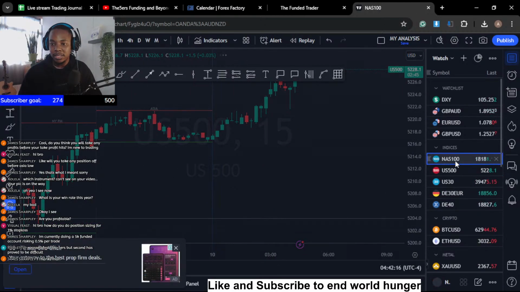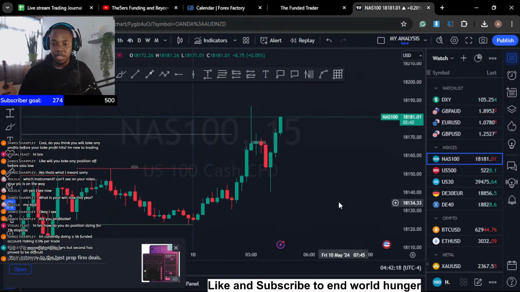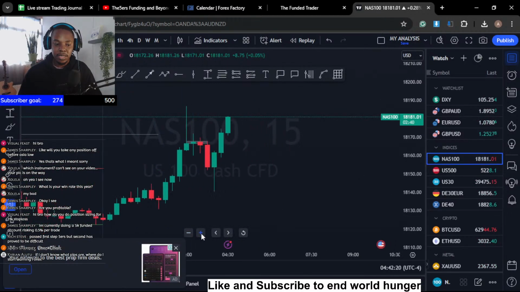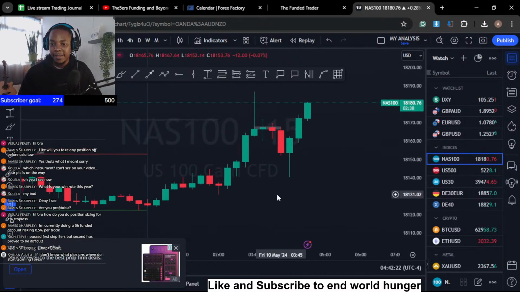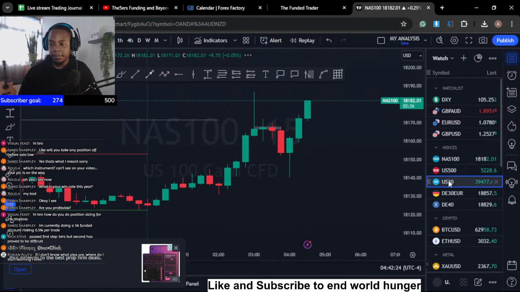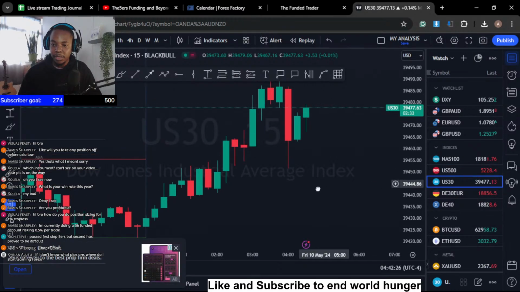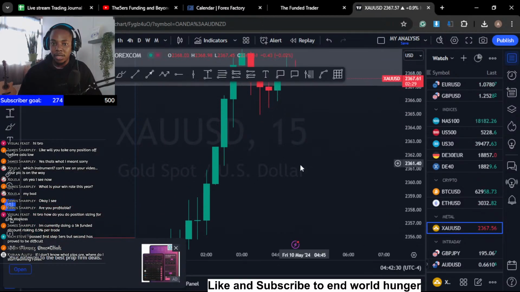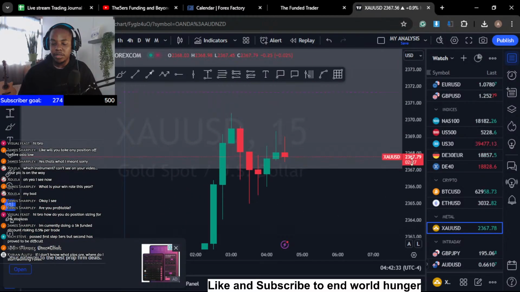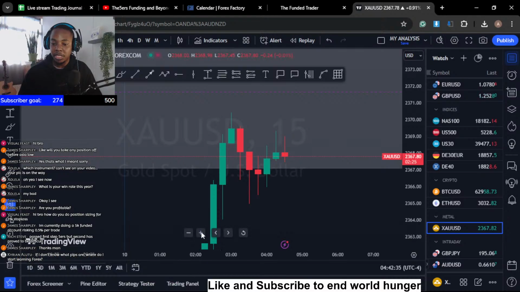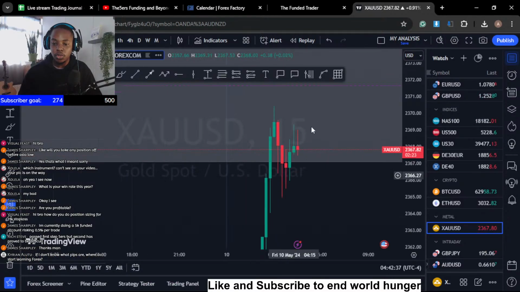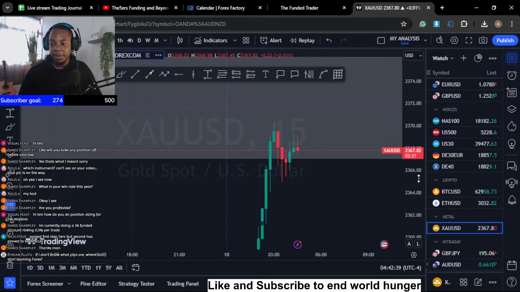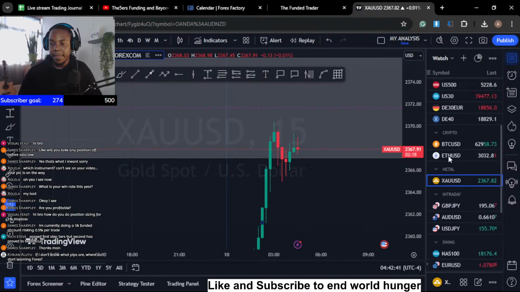S&P and NAS are also rejecting, giving us higher prices. US 30 also rejecting, going for higher prices. Gold, we're still waiting for that 15-minute microstructure shift, but I'm not gonna touch it until New York session. So I just want to see all this price action happening up there.